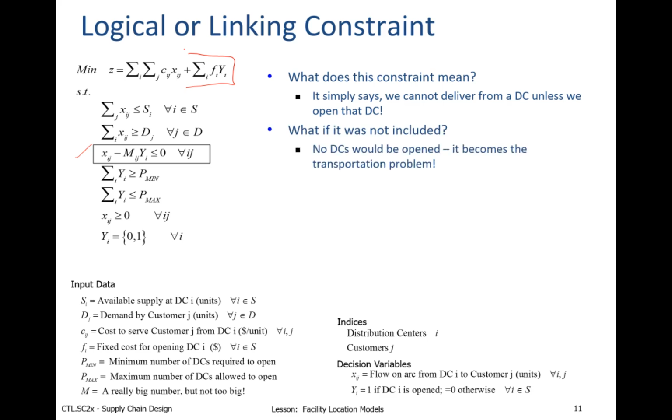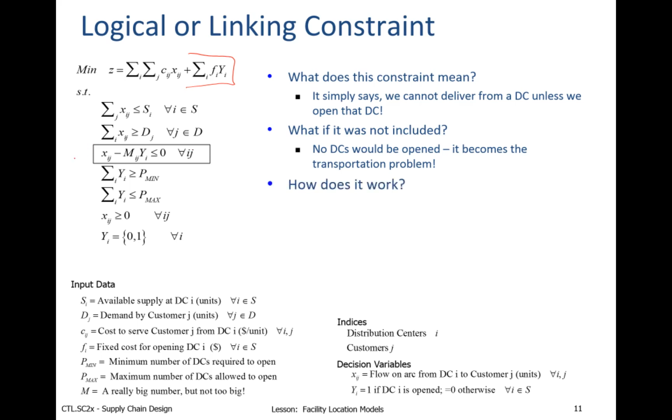What if it's not included? Well, we kind of talked about this. It becomes a transportation problem. If this constraint is not here, if we got rid of it, you essentially have the transportation problem, and there's nothing different. But it is here, and so let's talk about why it works.